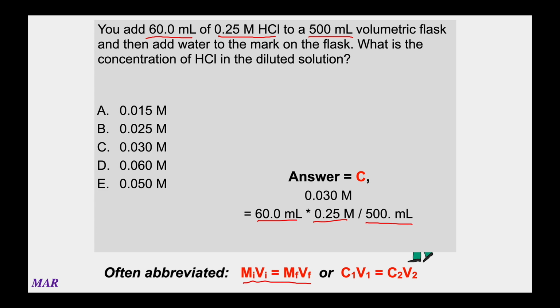So if you use M1V1 equals M2V2, you can often get away with using just milliliters and milliliters instead of liters and liters. Again, nothing wrong with using liters and liters, but why not?